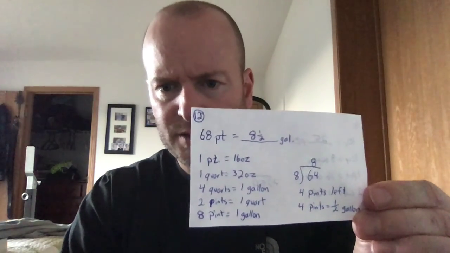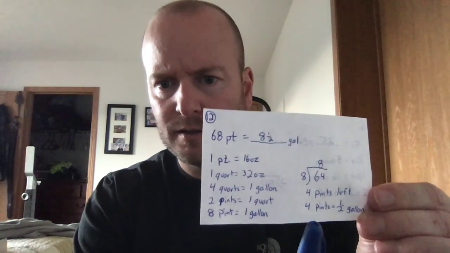And so I broke this up because I have my skip counting decently down in my mind, my math fluency with multiplication facts. And I know that I cannot times 8 by anything and get 68, not by a whole number. But I know 8 times 8 equals 64. So what I did here is I did 64 divided by 8, and I end up with 8. But I still need to do something with the other 4 pints.